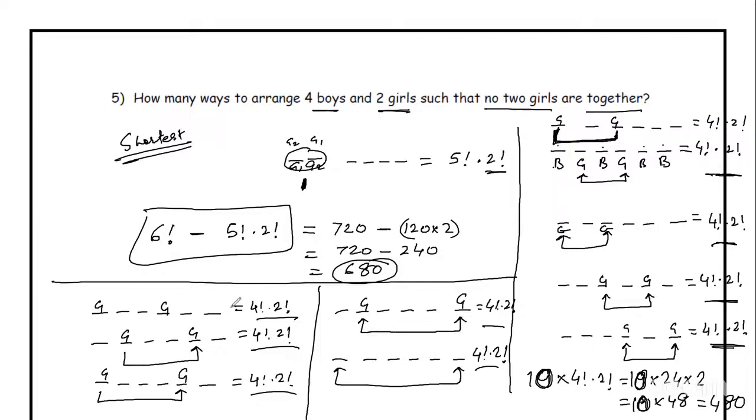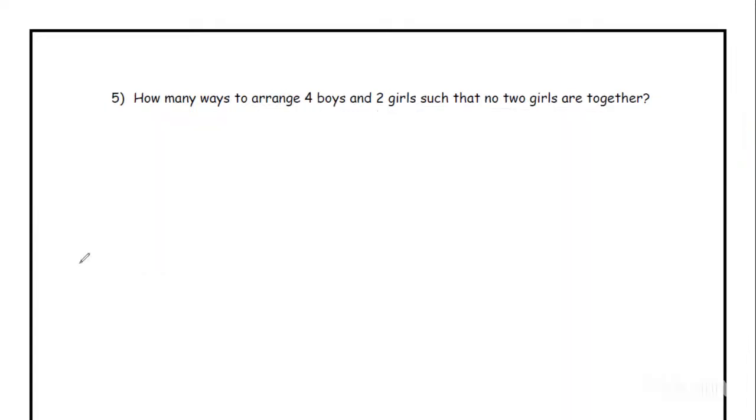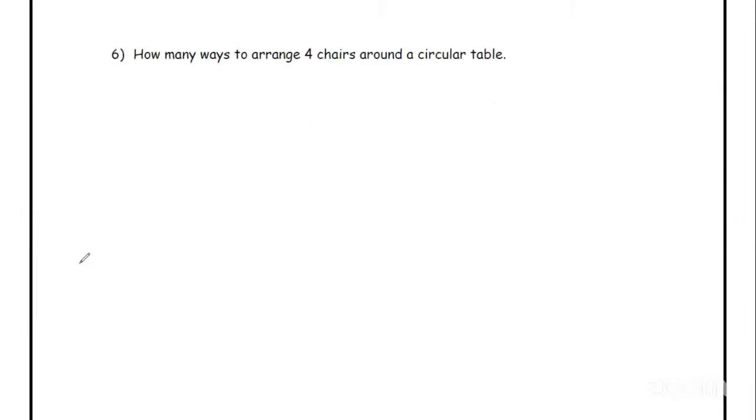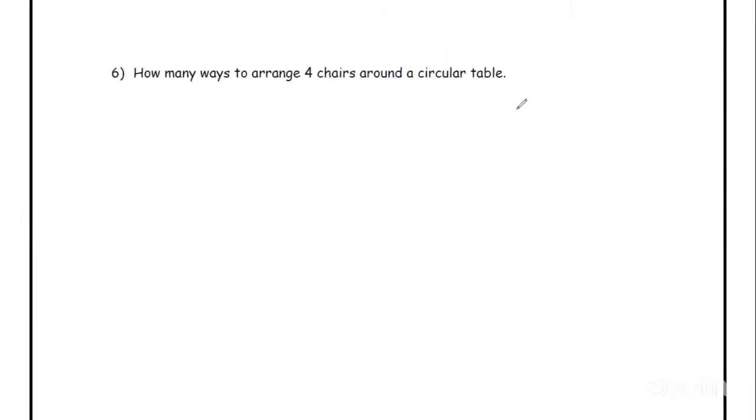So that was it for the question number 5. Let's move on to question number 6. How many ways to arrange 4 chairs around a circular table? So that's another concept. So whenever you have arrangement in a circle, yeah. So imagine you have 4 people to be arranged on 4 chairs.